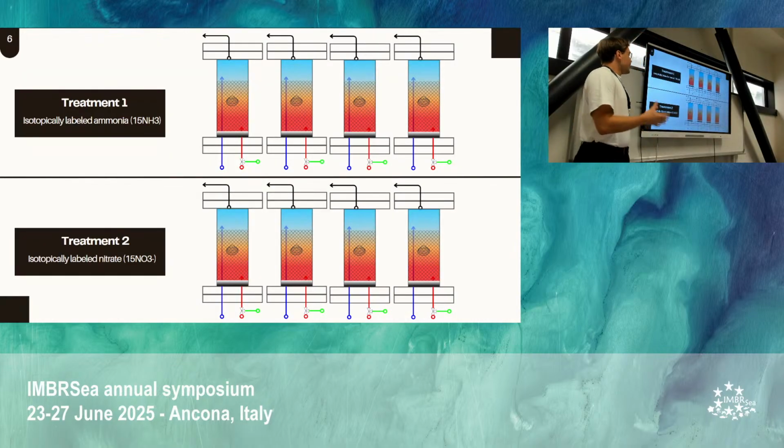We engineered 8 of these chambers, and we then split them up into 2 main treatments. We have treatment 1, which is isotopically labeled ammonia, and treatment 2, which is isotopically labeled nitrate. I don't know how many people are familiar with isotopes here, but if you're not, just think about it as a little flag. So we will know, in this treatment, where the ammonia goes, and in this treatment, where the nitrate goes.